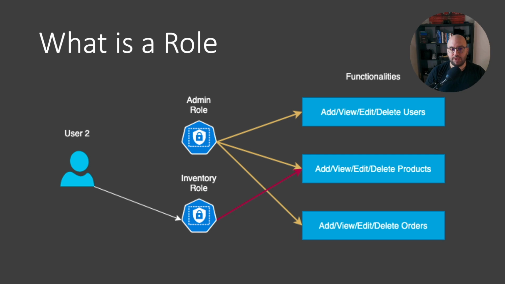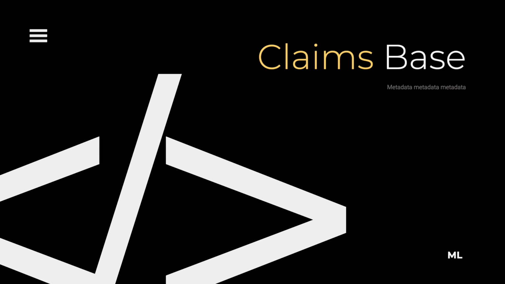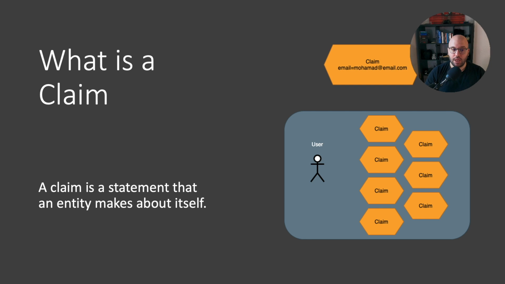So that's basically a quick overview of what a role is. We're going to be discussing it more deeply inside the source code. We're going to be actually creating our code, but this is the general overview of what a role is. The next point that we're going to be discussing is what claims are. And basically claims are completely different from roles.